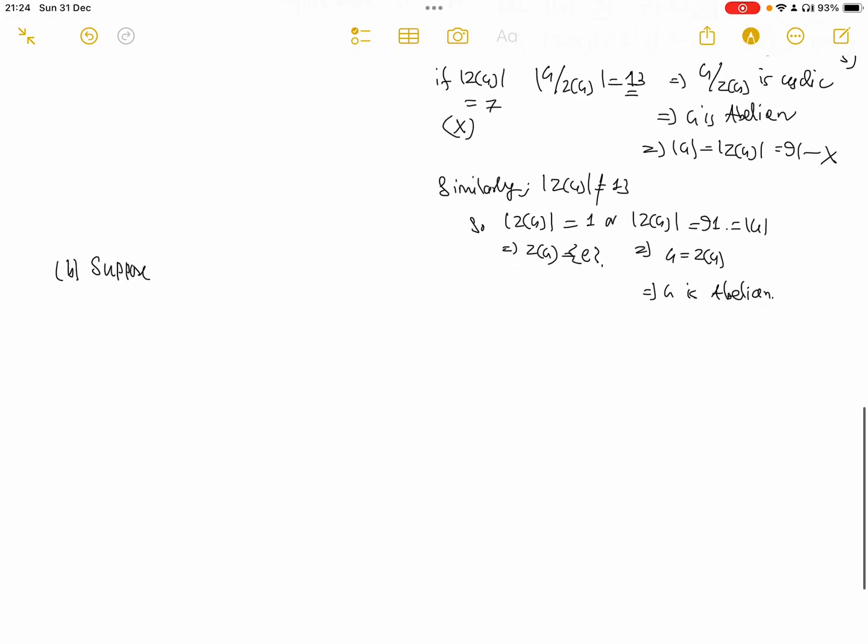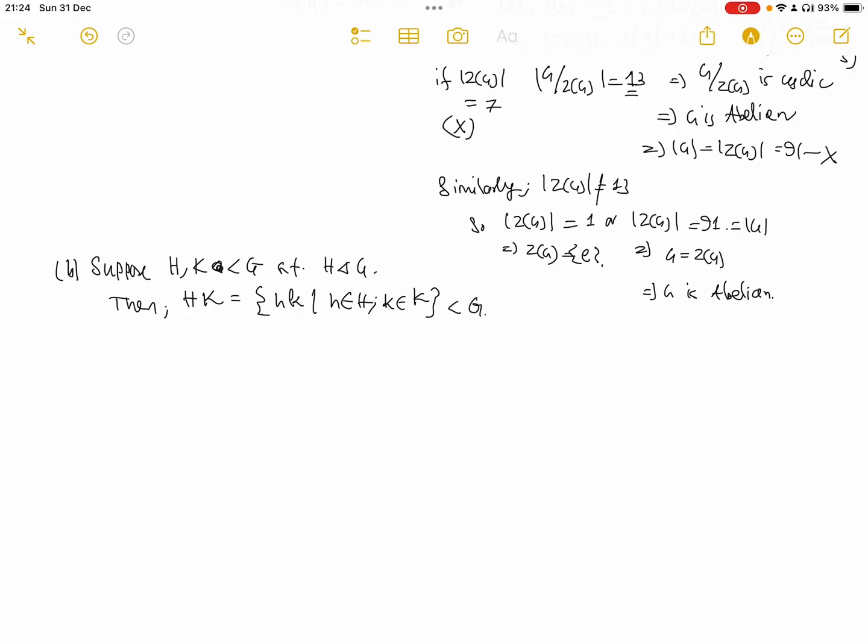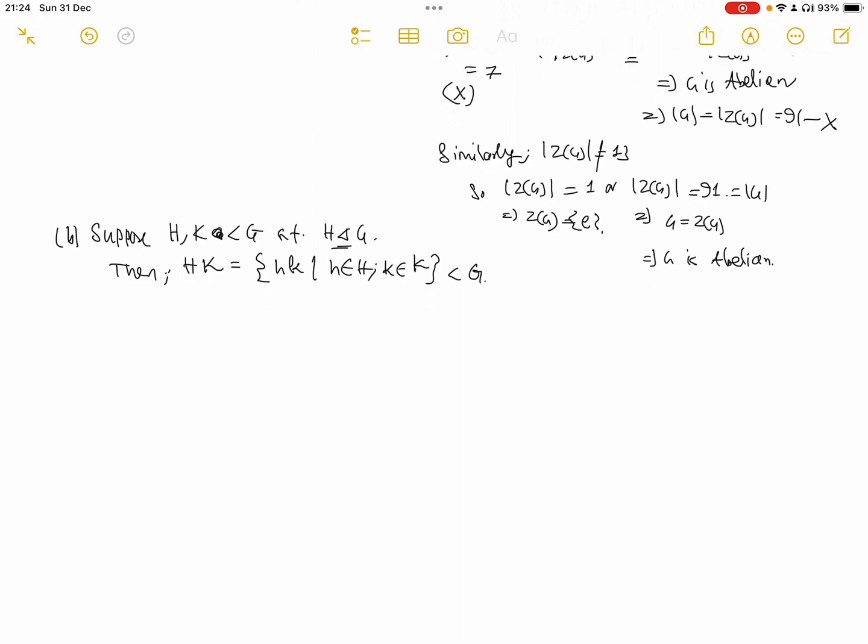So suppose you have a group G and you have two subgroups such that one of them is normal. Let's say H is normal. Then you take this set HK, that is all possible elements h from H and k from K. I'm defining the set HK to be like this. So this becomes a subgroup. So if one of them is normal, then that would imply that HK is a subgroup.